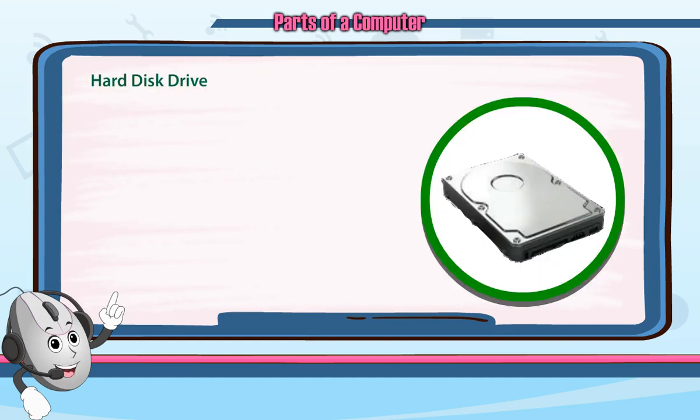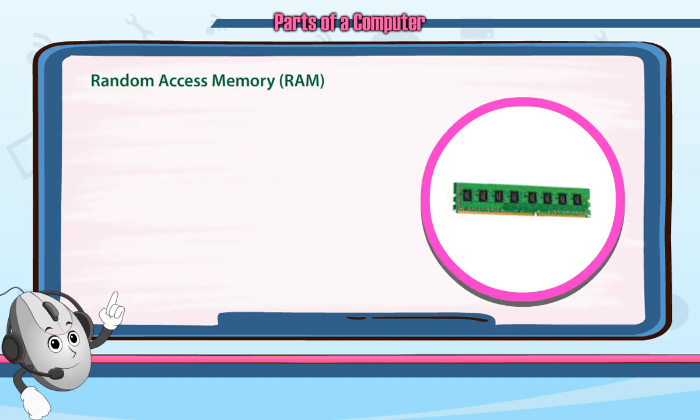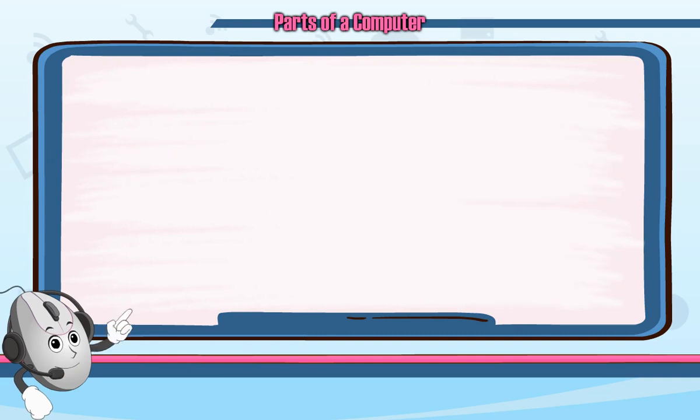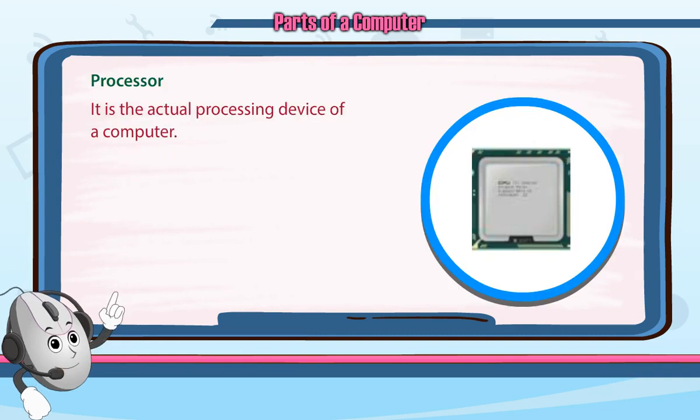Hard disk drive. It stores data permanently inside a computer. Random access memory RAM. It stores data temporarily inside a computer. Processor. It is the actual processing device of a computer.